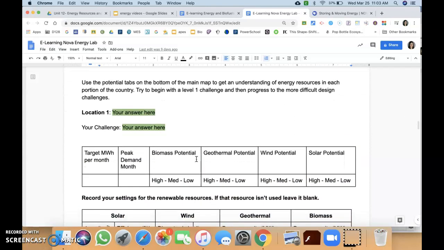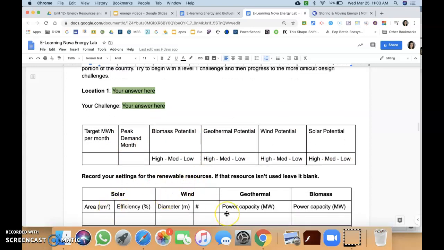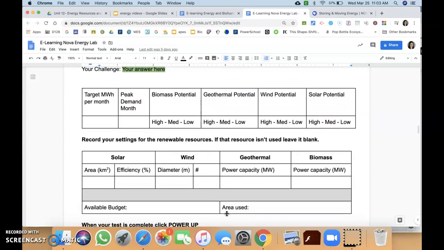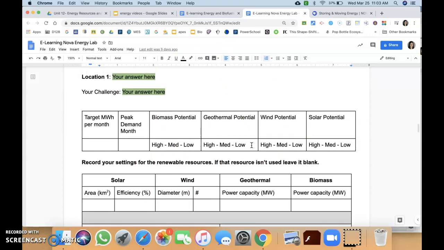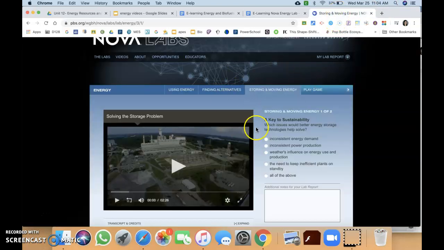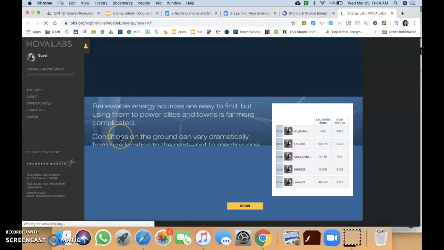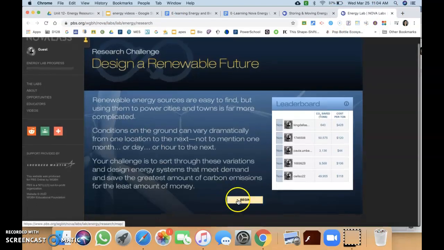When you're doing this, though, make sure, just like in other labs, you keep tabs of what you're putting in ahead of time, and then also record your results at the end. So please have this lab up page by page with your other website here. If we take a look at this, we'll play the game. I'm going to begin.